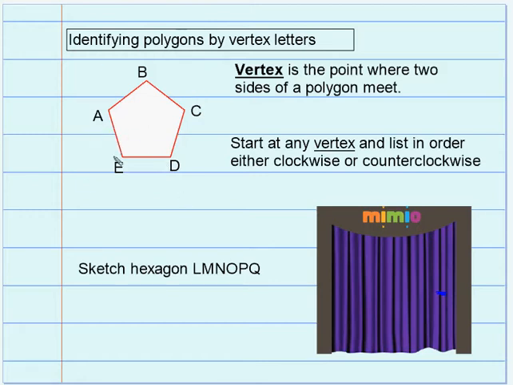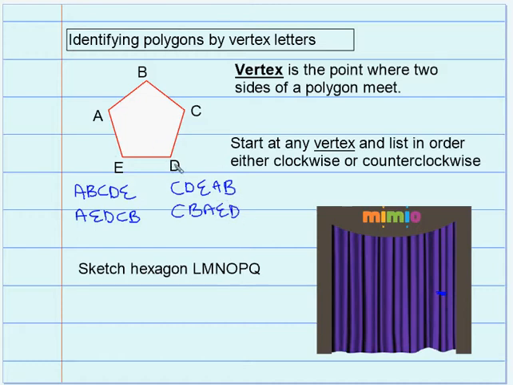If I start at A and go clockwise, I would name this polygon, and hopefully you realize that there are 5 sides, so it's a pentagon. So we're going to start with A and go clockwise, A, B, C, D, E. Or I could start at A and go counterclockwise, A, E, D, C, B. Or I could start at C, C, D, E, A, B. Or go the other direction, C, B, A, E, D.